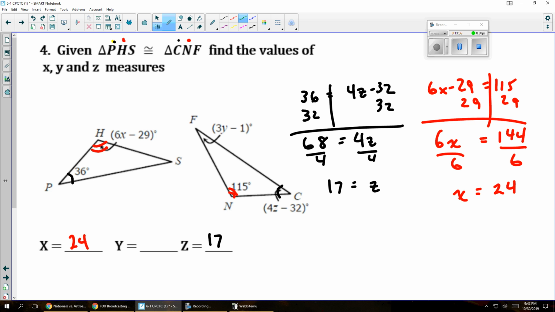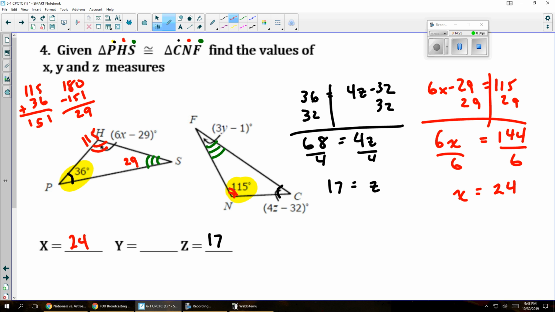And then finally, angle S is congruent to angle F. Now here's angle S. Here's angle F. It looks like I'm missing a part. What should I do here? All right, I got you. I know that this angle is 36. And since this one was 115, that matches up with this one being 115. So far, I've got 115 plus 36. That's 151. Subtracted from 180, that's 29 left, telling me this angle must be 29.